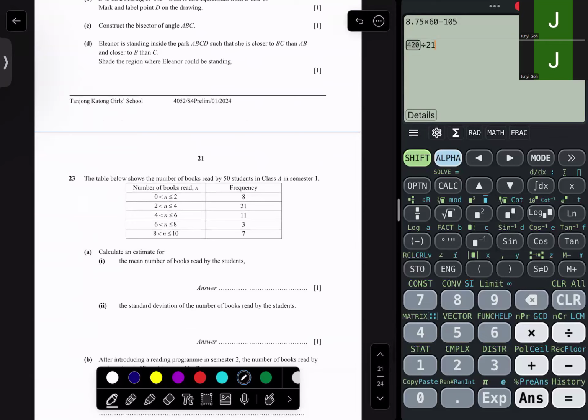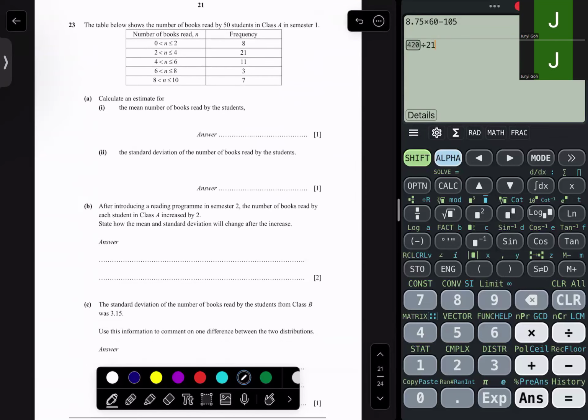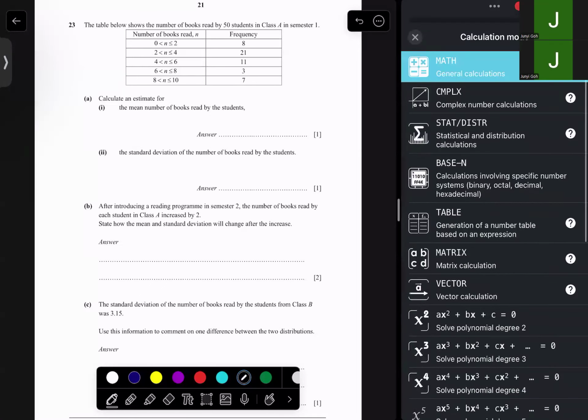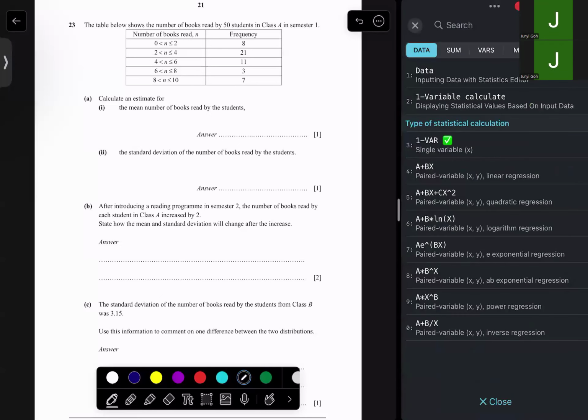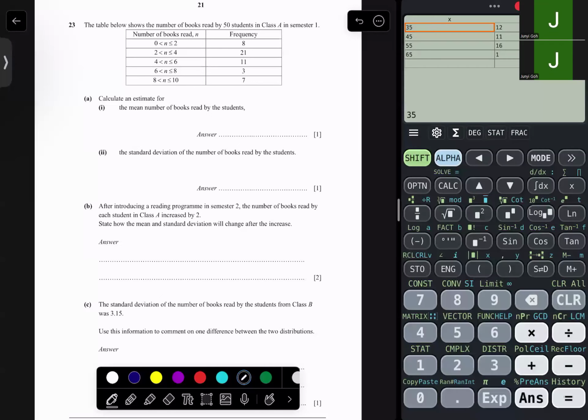Question 22 I'll skip, because it's a drawing and I can't really draw on the iPad. Question 23. The table shows the number of books read by 50 students in class A in semester 1. So this is a frequency table, grouped data. Calculate an estimate for the mean number of books and the standard deviation. So this one is your calculator mode. Let's go to stats, one variable. So we have, wait, stats.